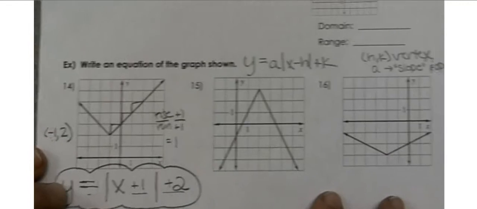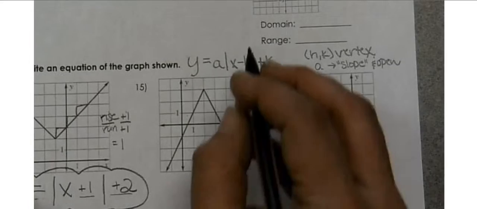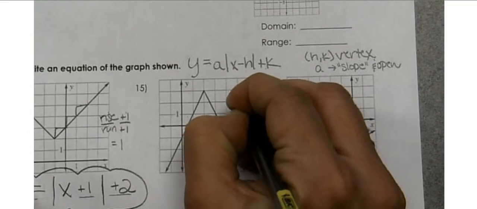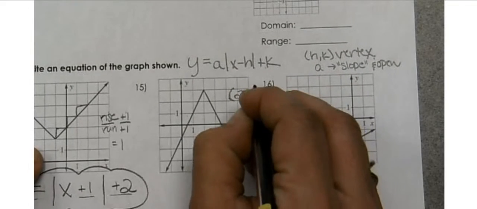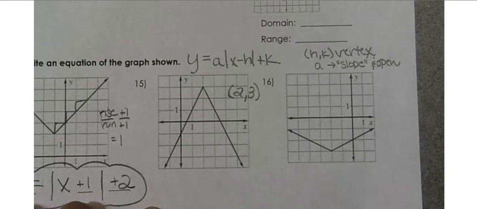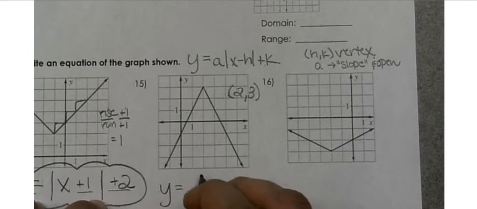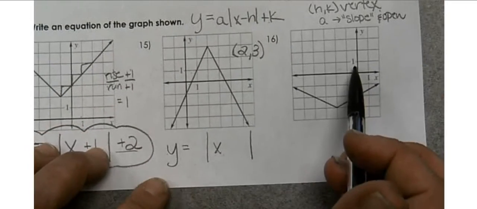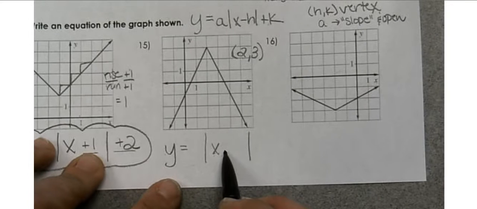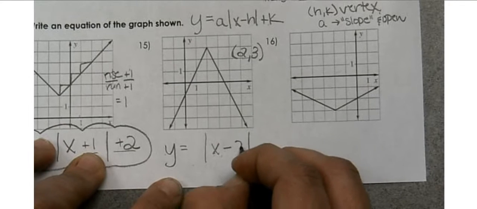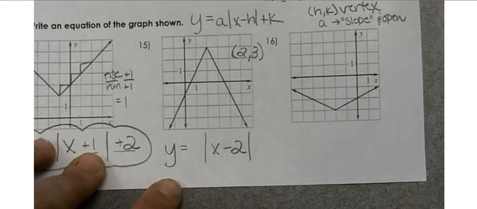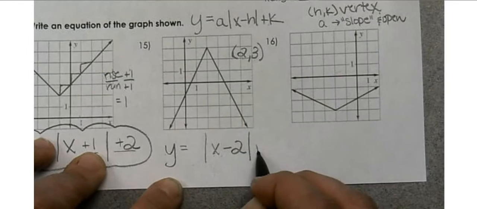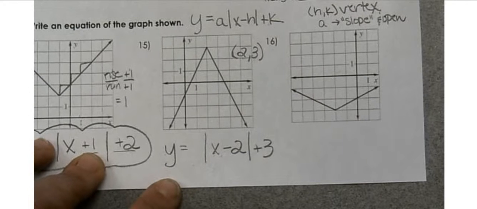Let's do the same thing in number 15. First, let's identify our vertex. Our vertex is at +2, 3. So in our equation, this +2 tells us about what's on the inside here. Remember, the x-coordinate is the opposite of what we see. The y-coordinate is the same sign as the term on the outside, +3.